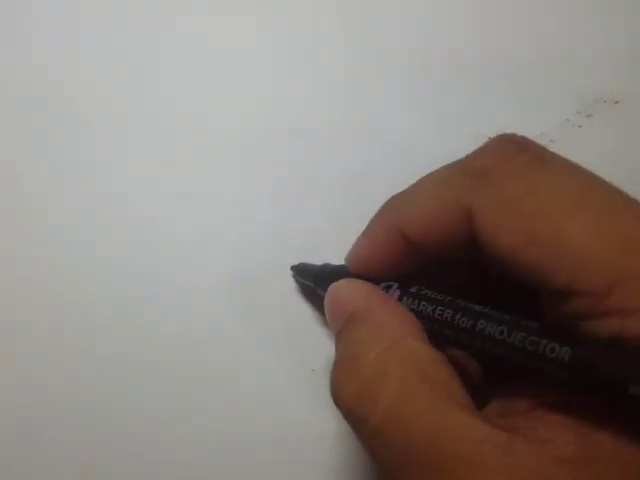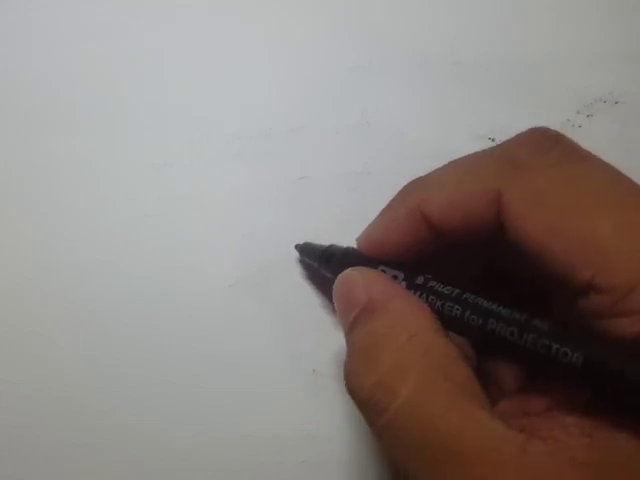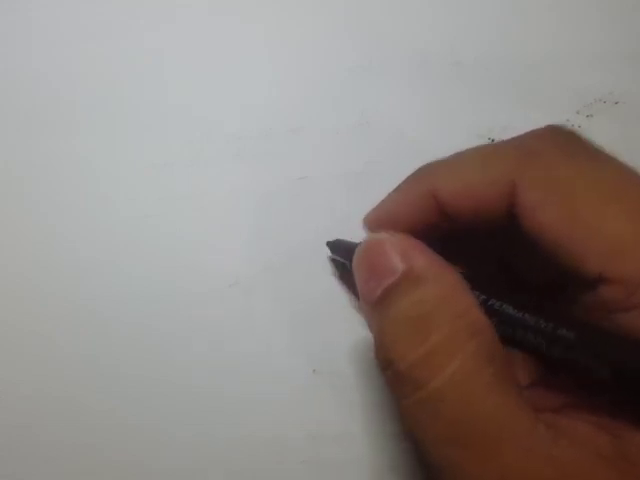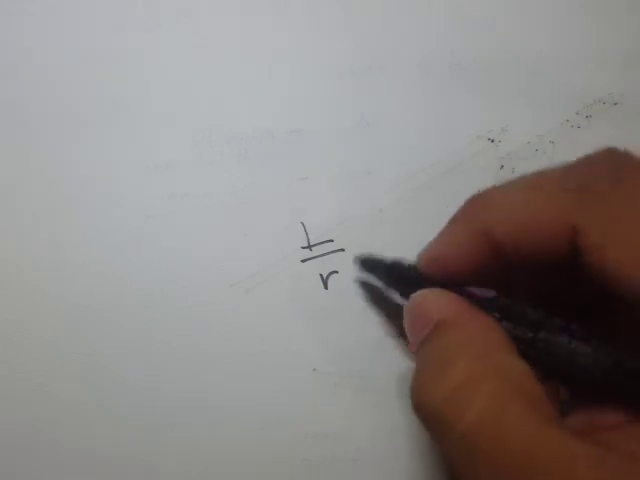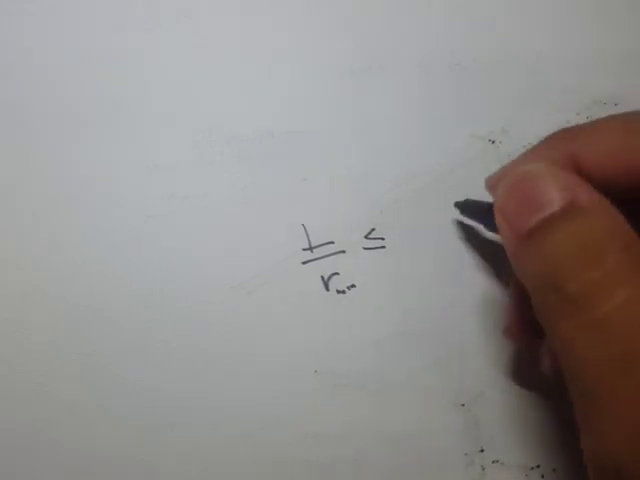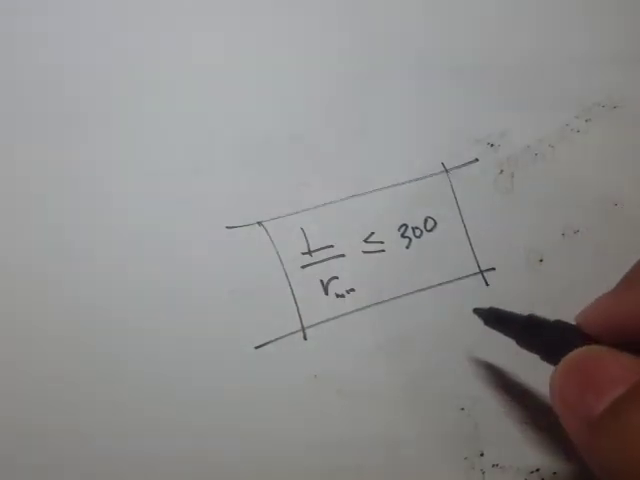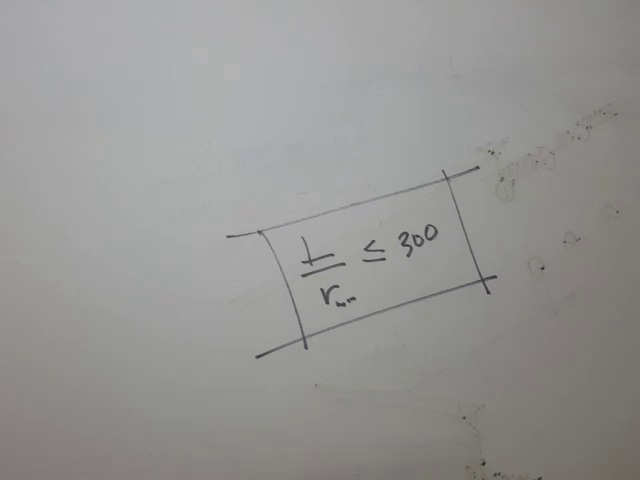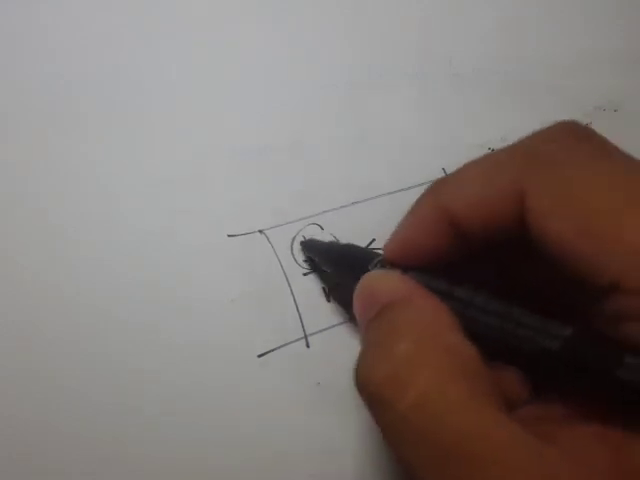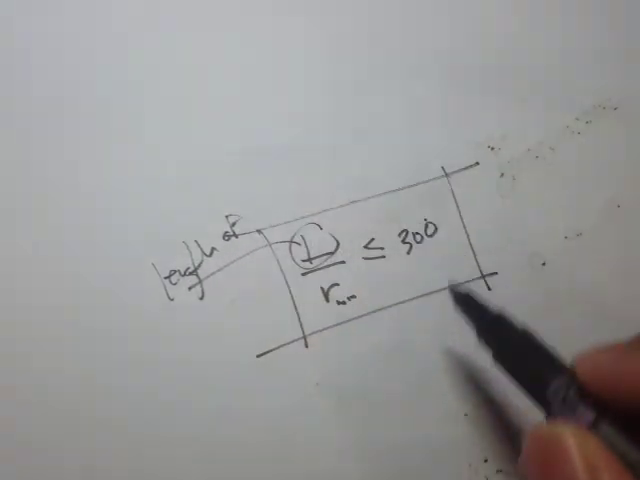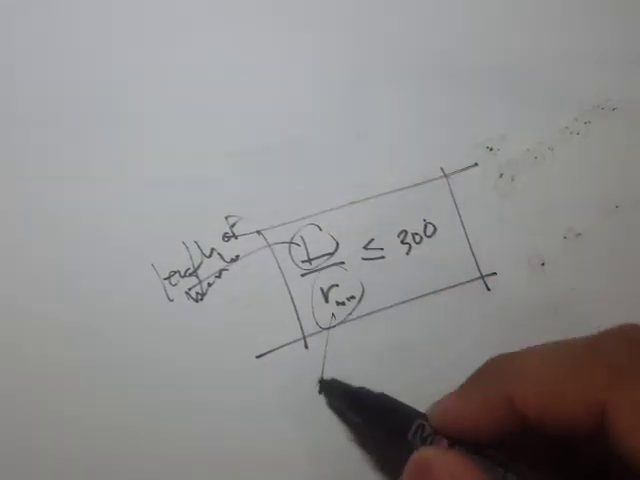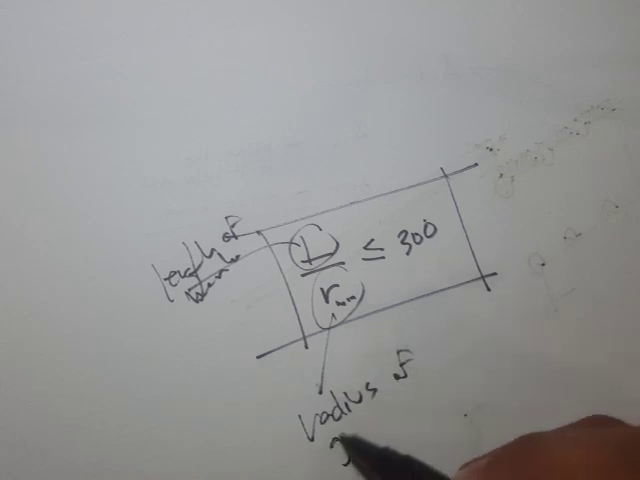And lastly, we're going to talk about the slenderness limitations. For slenderness ratio L over r, the L over r should not exceed 300. It says preferably it should not exceed 300. This L is the length of the member, and this r is the radius of gyration.